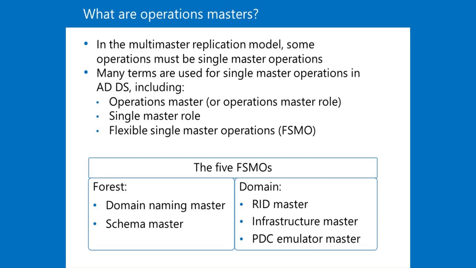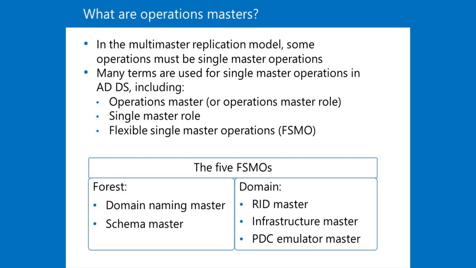Infrastructure master. This role maintains interdomain object references, such as when a group in one domain contains a member from another domain. In this situation, the infrastructure master is responsible for maintaining the integrity of this reference. For example, when you look at the security tab of an object, the system looks up the listed SIDs and translates them into names. In a multiple domain forest, the infrastructure master looks up SIDs from other domains. If the infrastructure master is unavailable, domain controllers that are not global catalogs will not be able to check universal group memberships or authenticate users.